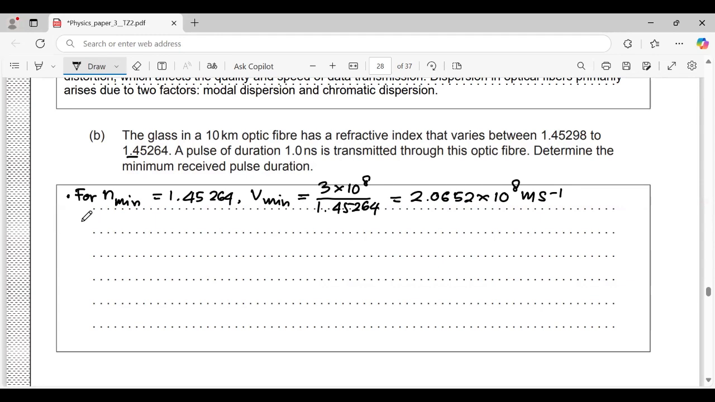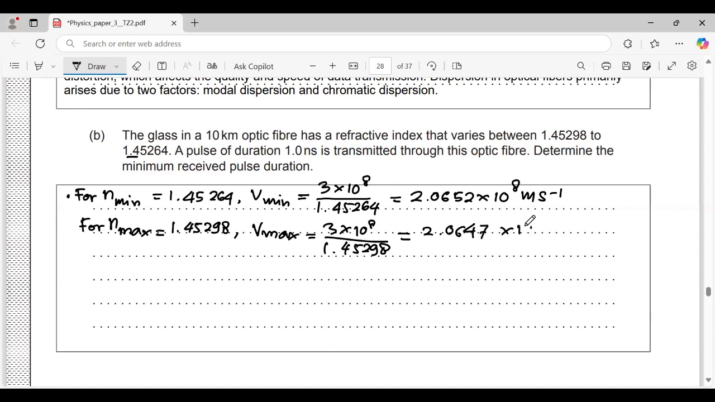Next, for the maximum refractive index, which is 1.45298, we can determine the maximum speed: 3 times 10 to the power 8, the speed of light, over 1.45298. And the result is 2.0647 times 10 to the power 8 meters per second. Okay.